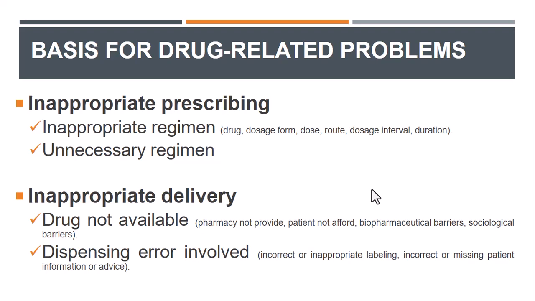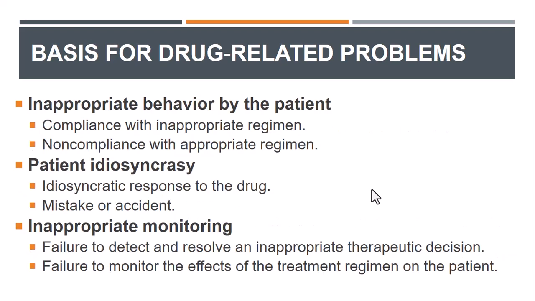So what are the bases of drug-related problems? We see what brings these problems that we have looked at in the previous slide. We have inappropriate prescribing, where inappropriate regimens are prescribed to a specific patient. Form of drugs, dosage form, the dose, the route of administration, or dosage intervals and duration. And then unnecessary regimens are also given sometimes. We also have improper delivery, where drugs are not available in your facility and you are telling patients medications are out of stock, go and buy. Then dispensing errors can also be involved.